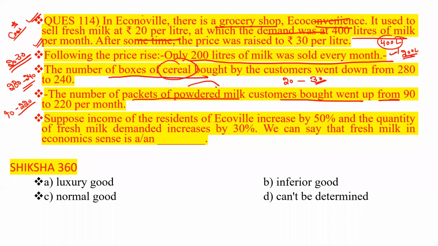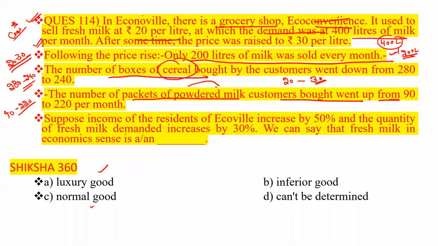Now let's discuss. Suppose the income of the residents of Econville increases by 50%, and the quantity of fresh milk demanded increases by 30%. So we can say fresh milk, in an economic sense, is a luxury good, inferior good, normal good, or cannot be determined. I think I have already discussed in the previous session which good is the luxury good, which is the normal good, and which is the inferior good.